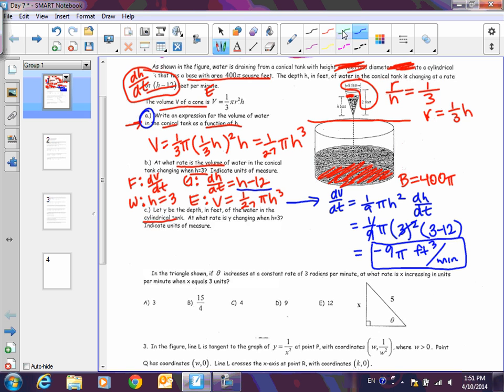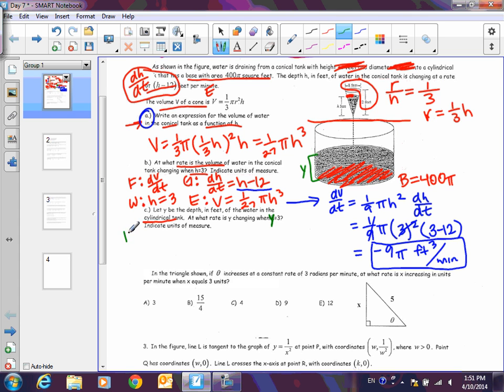Okay, so both of these parts, again, this is kind of a weird problem, but notice we haven't even talked about the cylinder in these parts yet. Only part C is the only one. So they're saying let y be the depth in feet of the water in the cylindrical tank. At what rate is y changing? And this should be y equals 3, not h equals 3. Because h is the height of the water up here, which I guess we could do that problem, but it should be y equals 3.